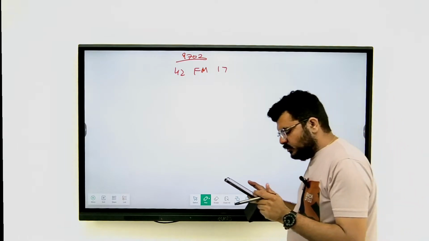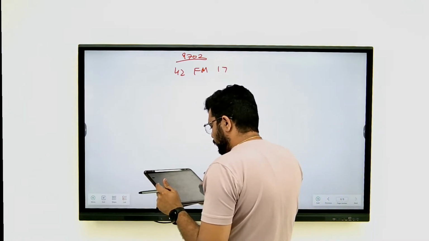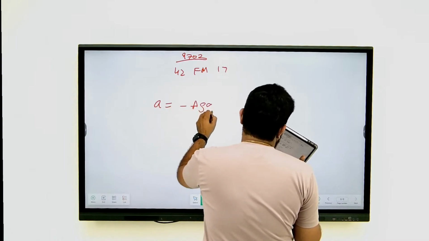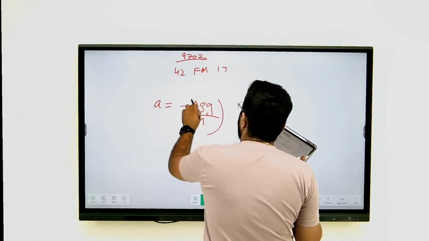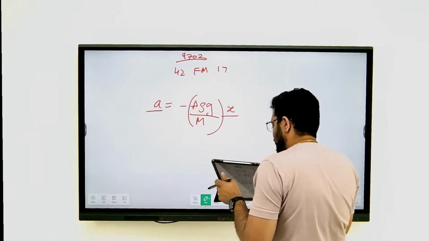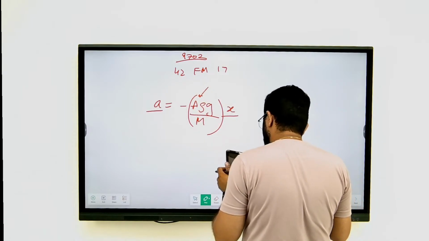Part C2, use your answer in 1 and expression in B to determine the density of the liquid. What is that expression? The expression is a is equal to minus A rho g upon m into x, where x is displacement, a is acceleration, right? What is capital A over here?